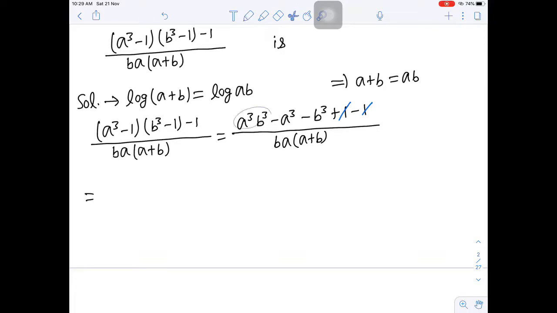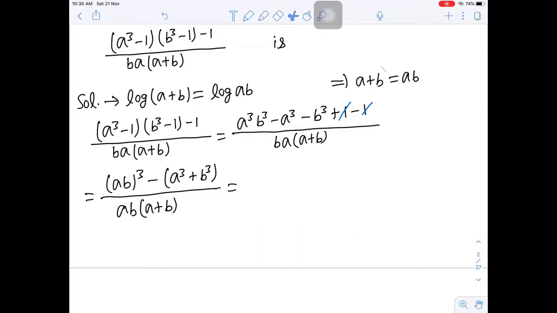Now this is nothing but ab whole cube. So it can be written as ab whole cube, and if we take the minus sign common, the other two terms can be written as minus of a cube plus b cube, divided by ab into a plus b. Then ab is nothing but a plus b, so it will become a plus b whole cube minus a cube plus b cube, divided by ab into a plus b.